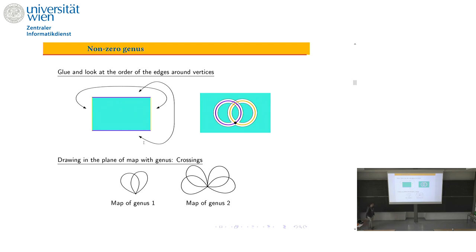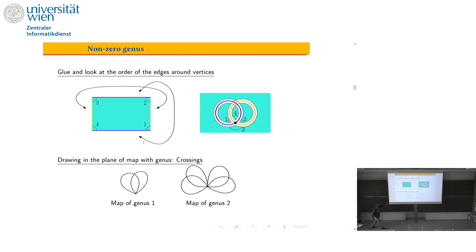I can also look at things that have non-zero genus. Like on the left-hand side, this is my favorite rectangle where I identify the opposite sides. If I do that, I get a cylinder and then glue the two sides of the cylinder. Then I can represent it like on this picture on the right-hand side. You're going to tell me, what does that mean? Well, I have just one vertex when I glue the rectangle. I have one vertex and two edges, and the two edges are the purple and the gold one.